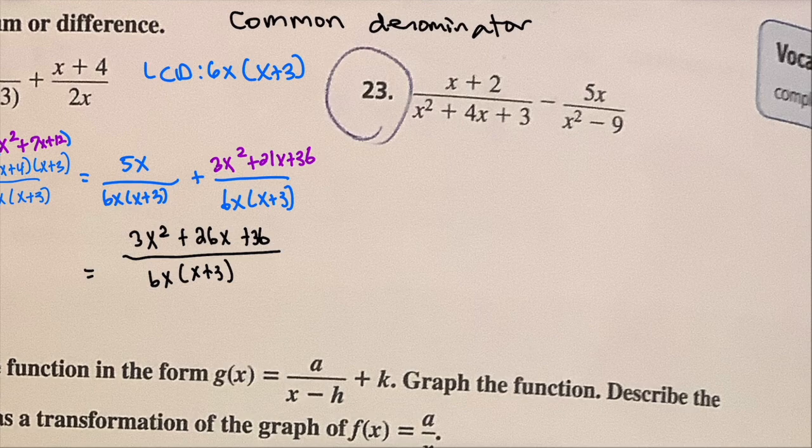Okay. Now for 23, we can't really see what factors are in those denominators until we get them in factored form. So this would be x plus 3 and x plus 1. 3 times 1 is 3. 3 plus 1 is 4. This is the difference of squares, x plus 3 and x minus 3. Now the left side has an x plus 1 that the right side doesn't. The right side has an x minus 3 that the left one doesn't. So that's the guide, okay?